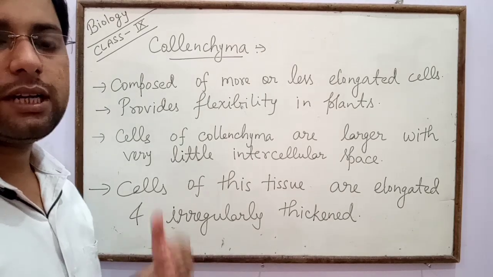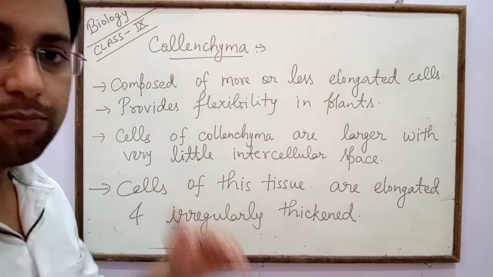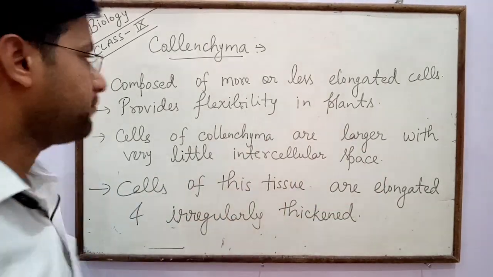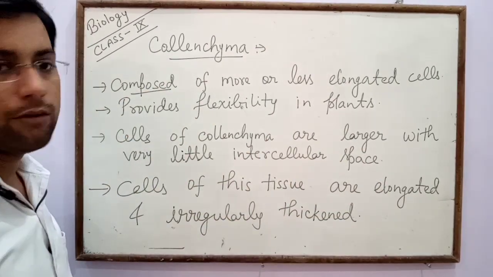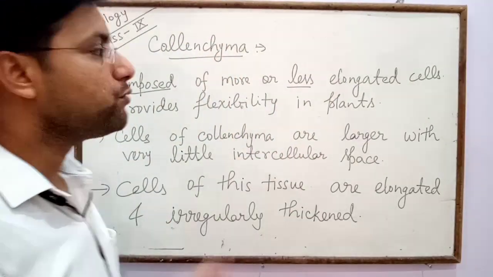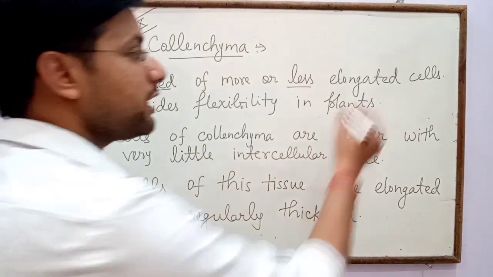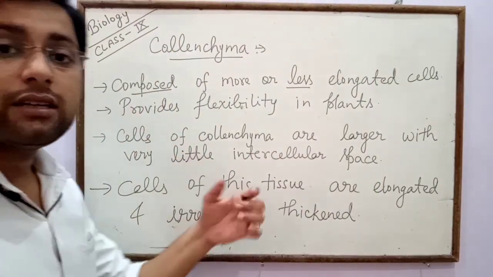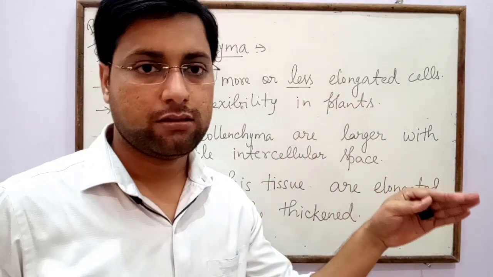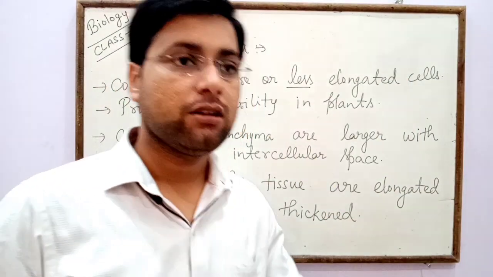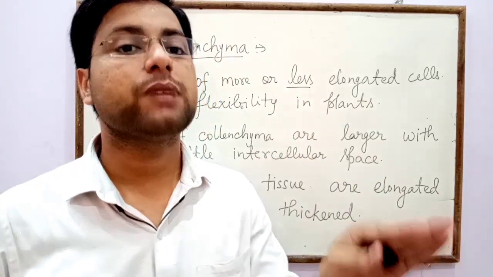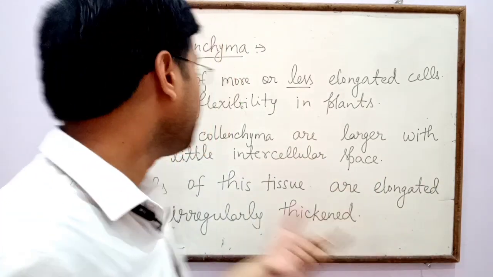So collenchyma is a type of simple permanent tissue. It is composed of more or less elongated cells, and collenchyma provides flexibility in plants. This means that in a plant, flexibility or elasticity occurs only due to the presence of collenchyma.